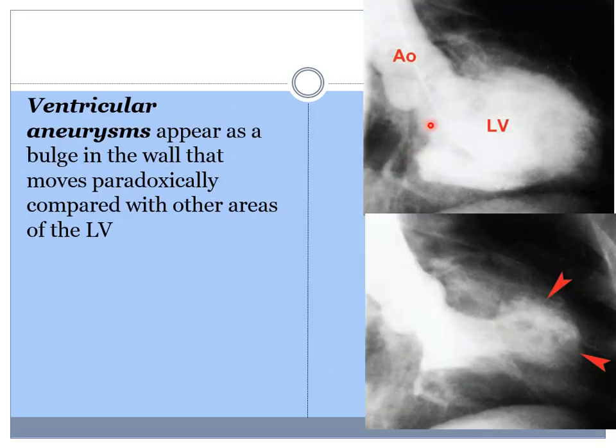Ventricular aneurysm appears as a bulge in the wall that moves paradoxically compared with other areas of the left ventricle. This is during diastole. This is during systole. When it contracts, there will appear here a bulge in the apex, that means a true aneurysm.